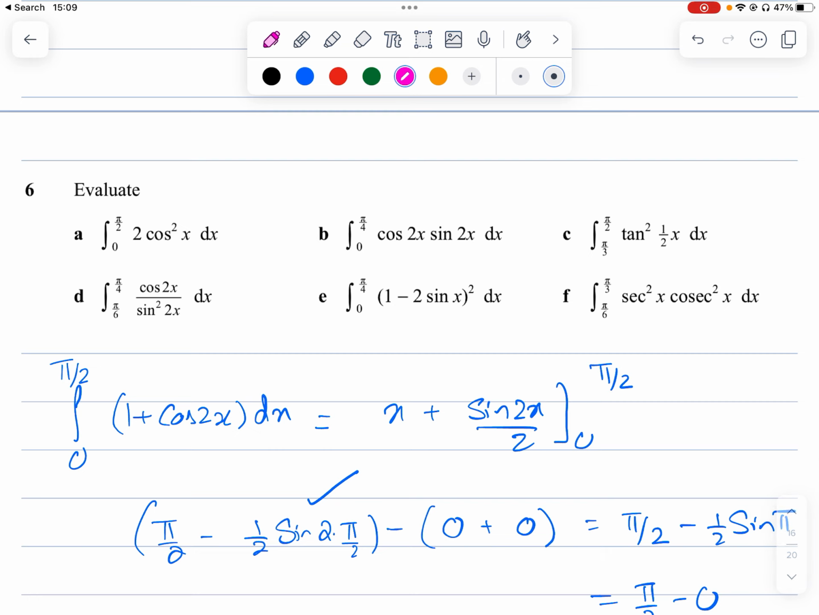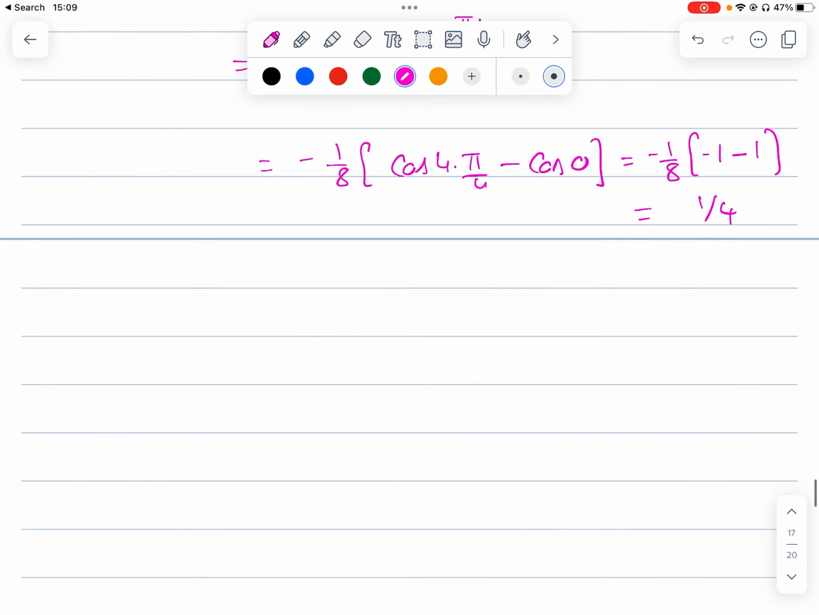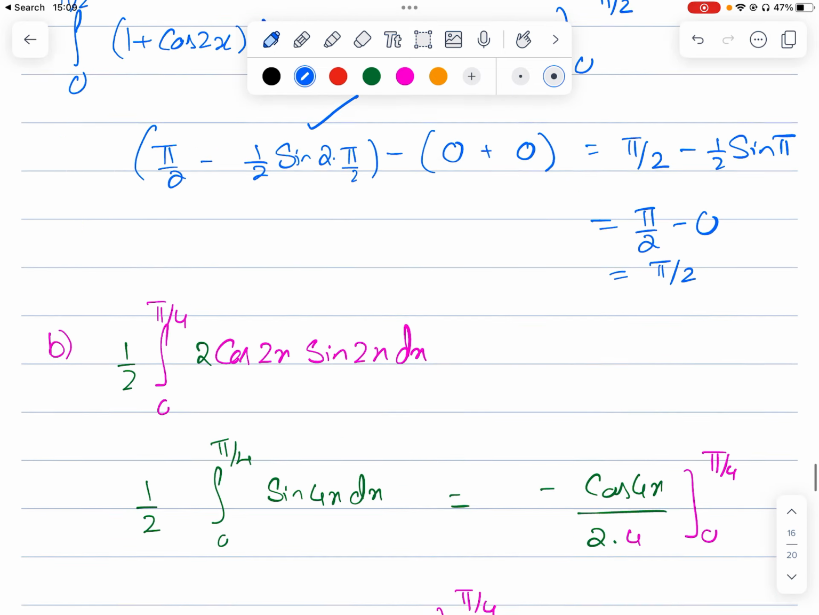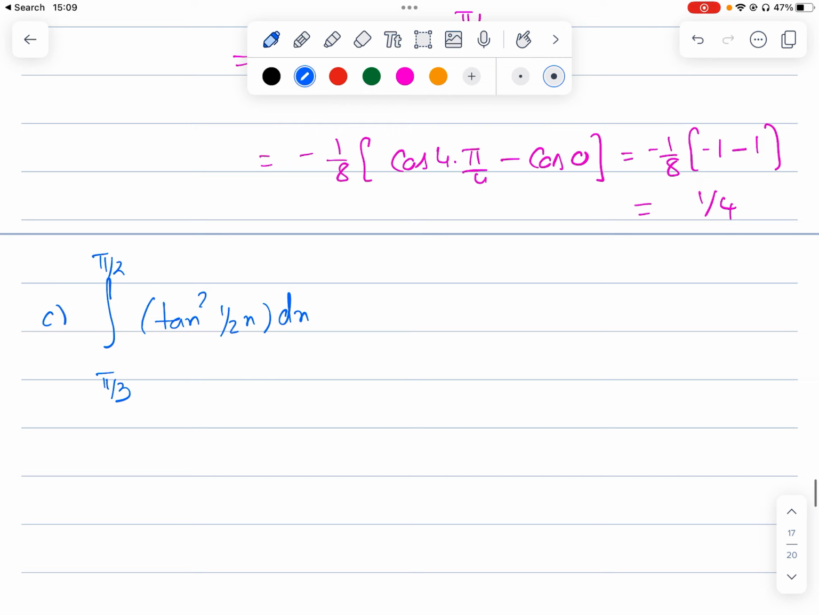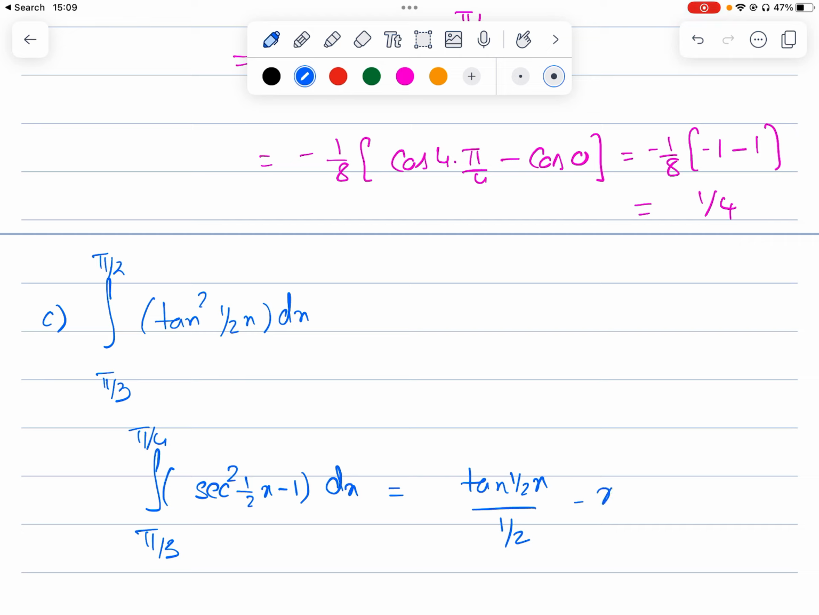Part C. Tan square half x, pi by 3 to pi by 2. Tan square half x. Tan square does not have any formula. So which question is this one? Part C. Tan square does not have any formula, so it can be written as secant square half x minus 1 dx from pi by 3 to pi by 2. Secant square half x integral is nothing but tan half x upon half, minus x, from pi by 3 to pi by 2.